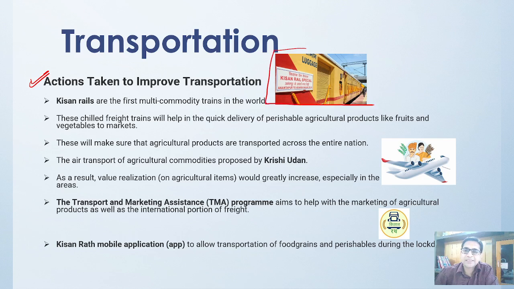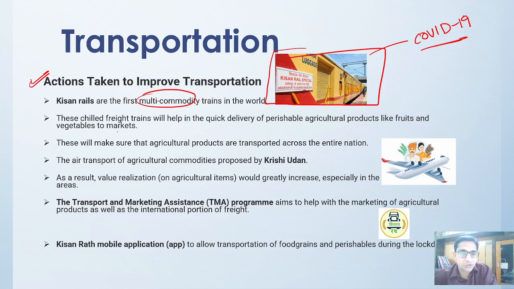Some of the actions that have been taken: the government even started the Kisan Rail during the COVID-19 pandemic. It was the first multimodal train. These are chilled trains fitted with refrigerators, and they deliver perishable goods like fruits and vegetables to various markets.